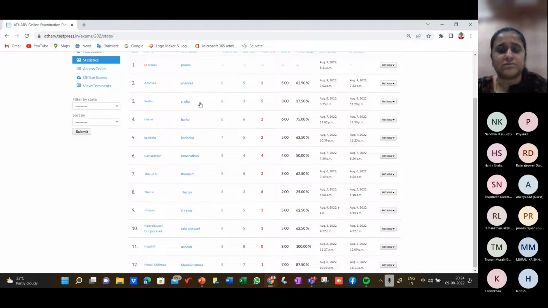Yes. So I can see Sneha, 3 correct, 5 incorrect. Harini, 6 correct, 2 incorrect. Kanishka, Ramnathan, you can see, so I can see your scores as well. I can see when you logged in. See here, Ananya has taken the test today. She's taken test 1 today.